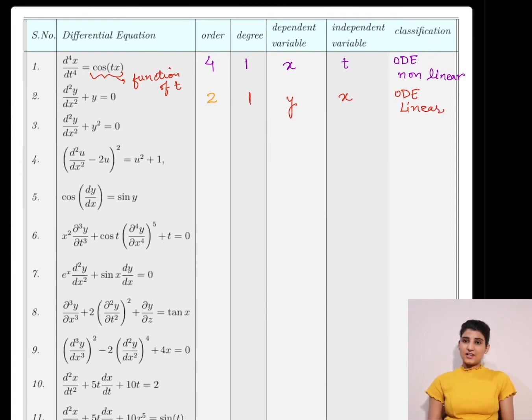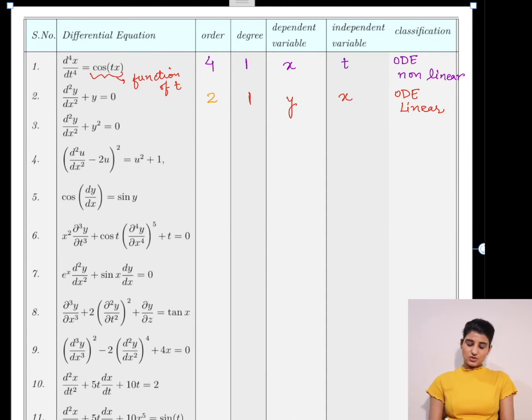Why? Let's check out 3 conditions. First condition is all the dependent variable and all the derivatives have power 1, which is true in this case. Second condition is the derivatives and the dependent variable are not multiplied. They are not multiplied in this equation. Third condition is no function of dependent variable. We don't have any function of dependent variable or its derivative, so it's linear.